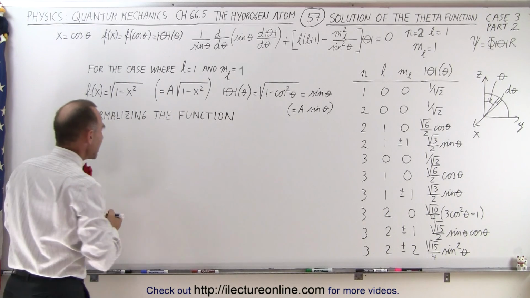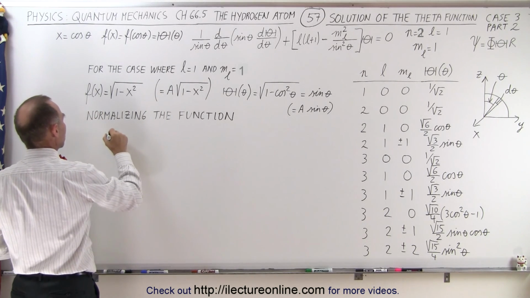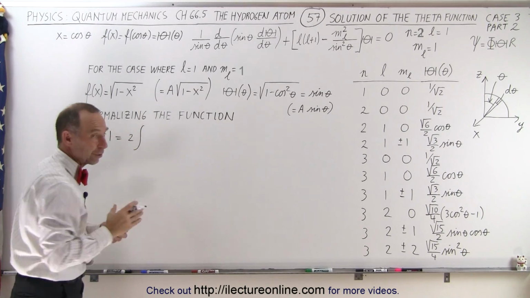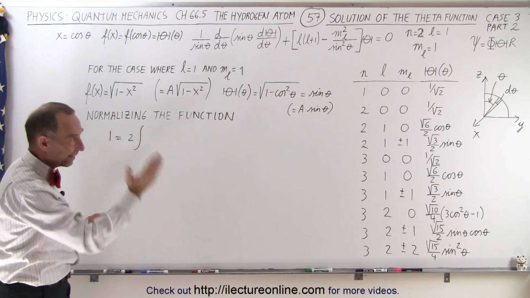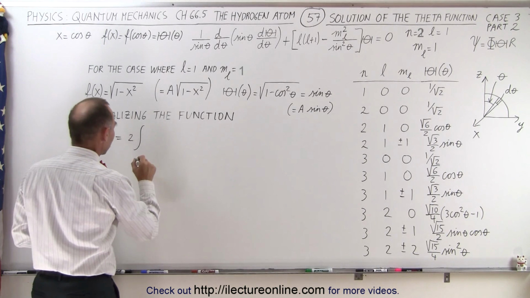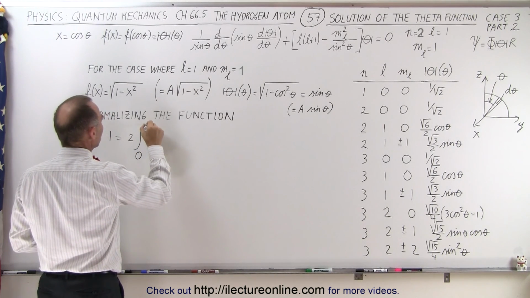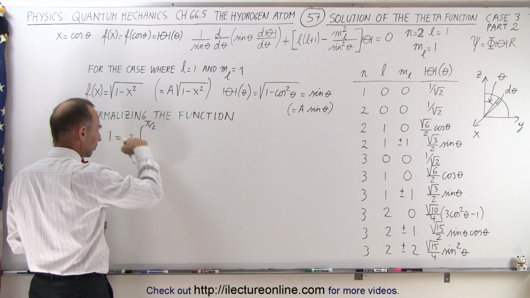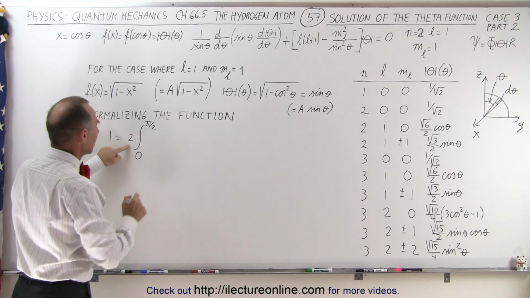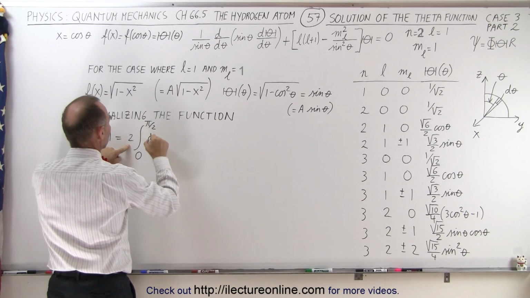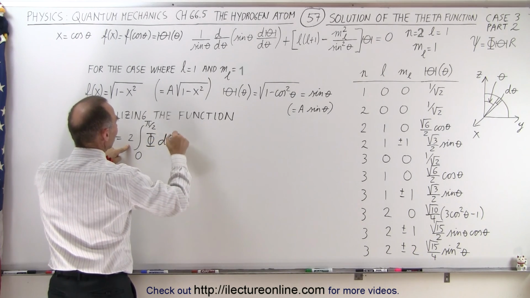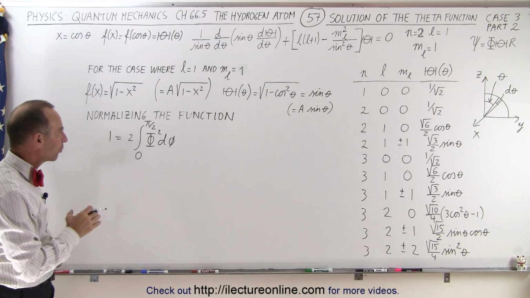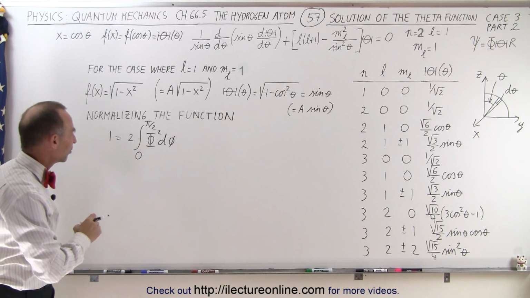So to find A, we're going to normalize it. That means we're going to take 1 and set it equal to the integral, actually twice the integral, because we're only going to go half the distance in the zenith direction, in the angle theta, from 0 to pi over 2. So normally it would be from minus pi over 2 to pi over 2. So just do half the distance times 2 of the function times d phi. And the function, of course, must be squared. But instead of using the phi function, we're going to do it with the f function because that's easier.